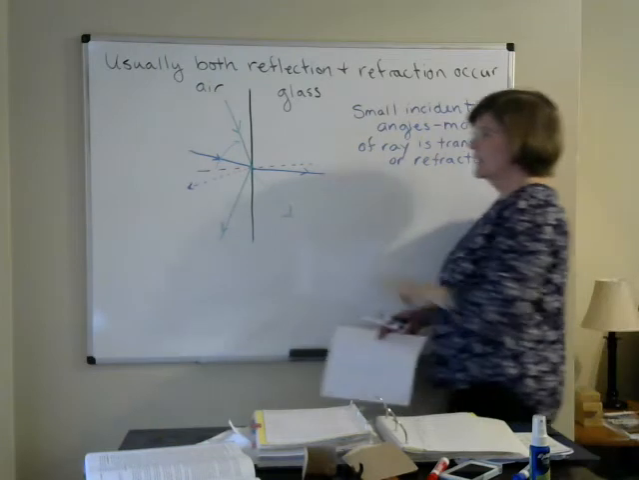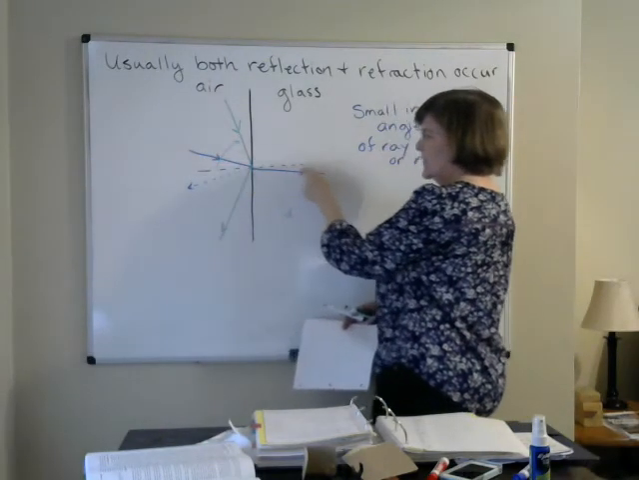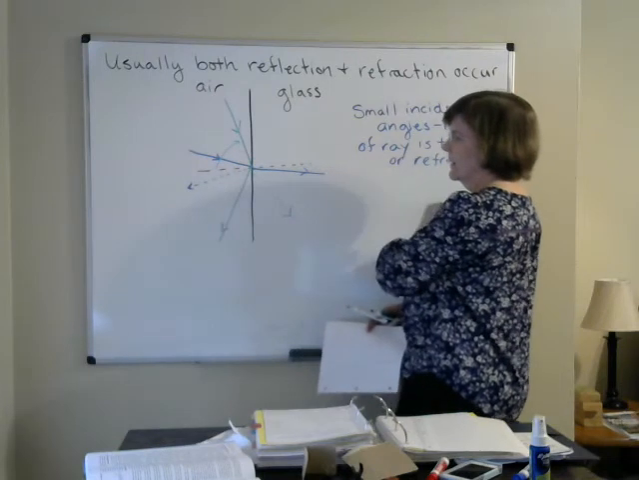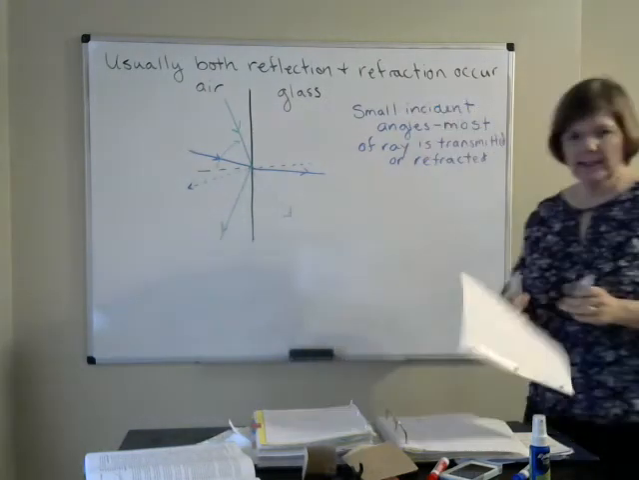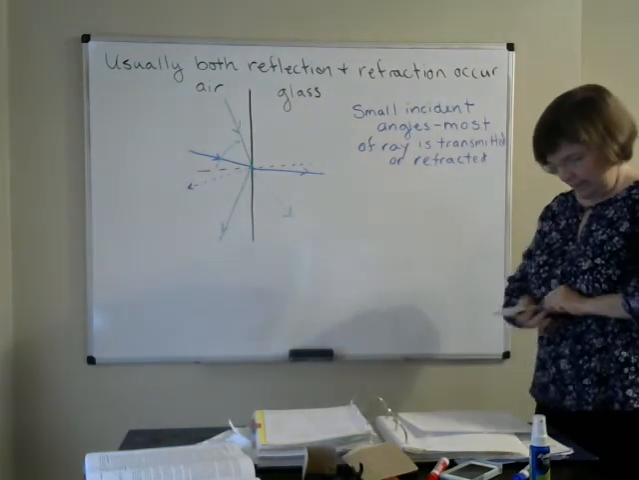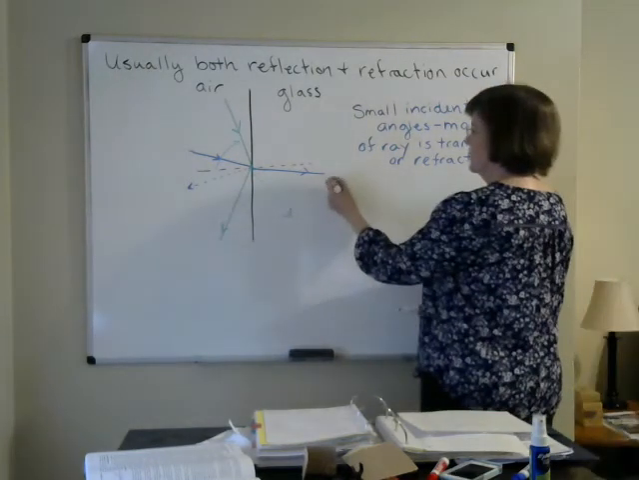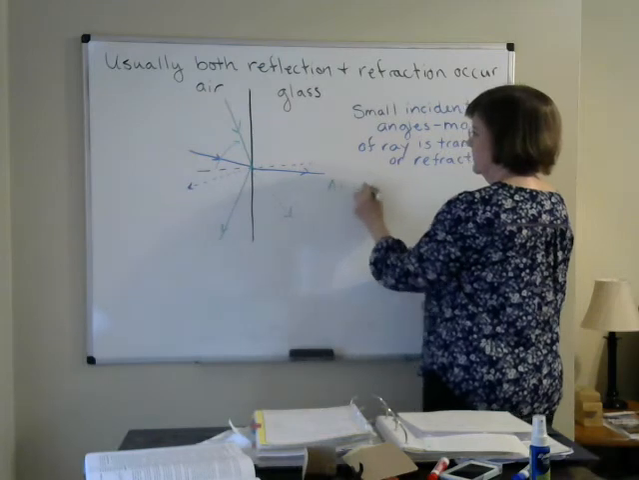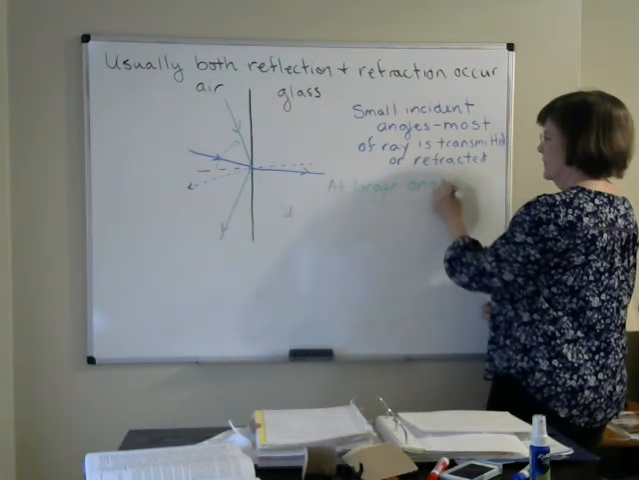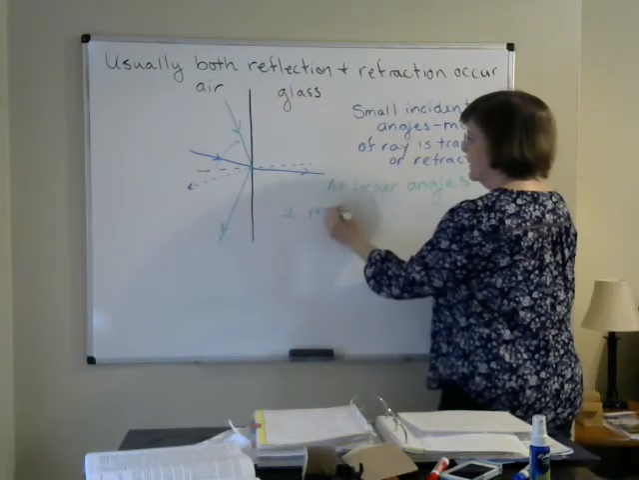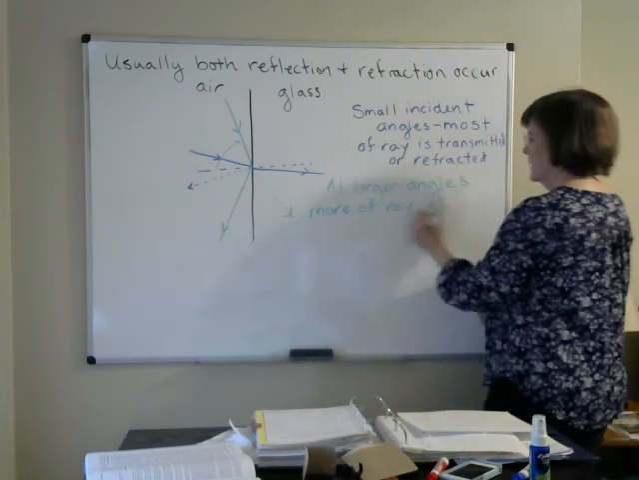So with the angles really close to zero here, we're probably mostly transmitting it or refracting it. When this angle is really large, we're much more likely to be reflected. So at larger angles, more of the ray is reflected.